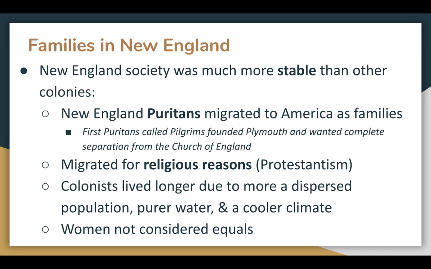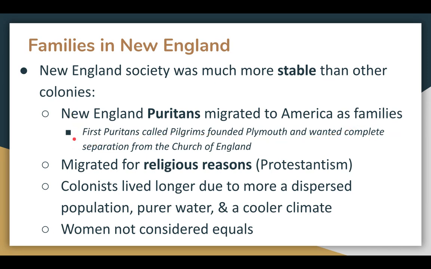Okay. One of the biggest characteristics of the New England colonies is the fact that they migrated in families. New England society was much more stable than other colonies. New England is mostly pretty much all Puritans. So these are religious people coming from England, and they are Puritans migrating as families.